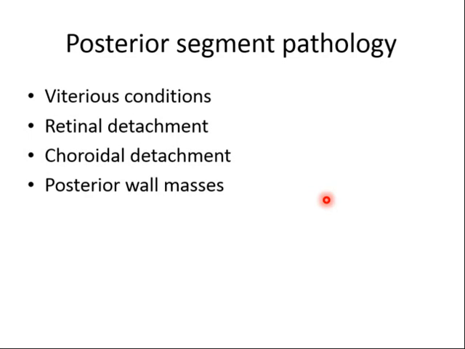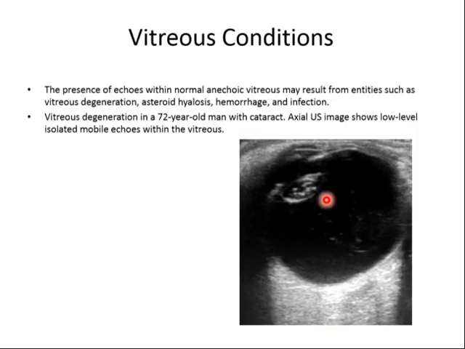Some of the posterior segment pathologies: I will discuss vitreous conditions, retinal detachment, choroidal detachment, and posterior wall masses. First, the vitreous conditions. We may see some echoes in the vitreous, like in this case, some low-level, isolated mobile echoes within the vitreous that move in the dynamic study. This may be age-related, just small echoes. Here you can also see the cataract present in the lens.